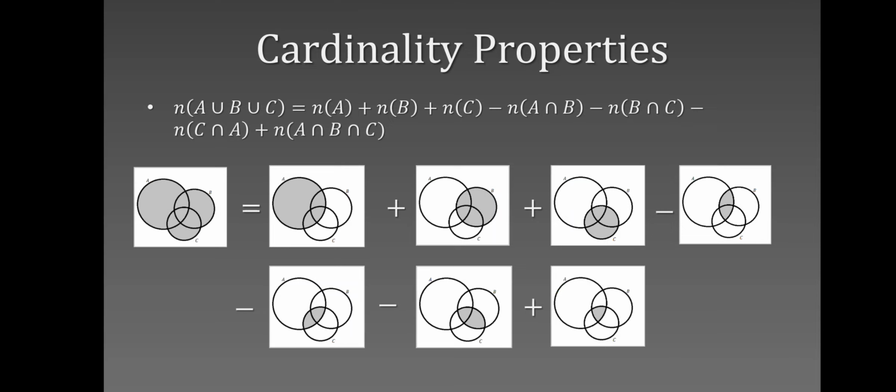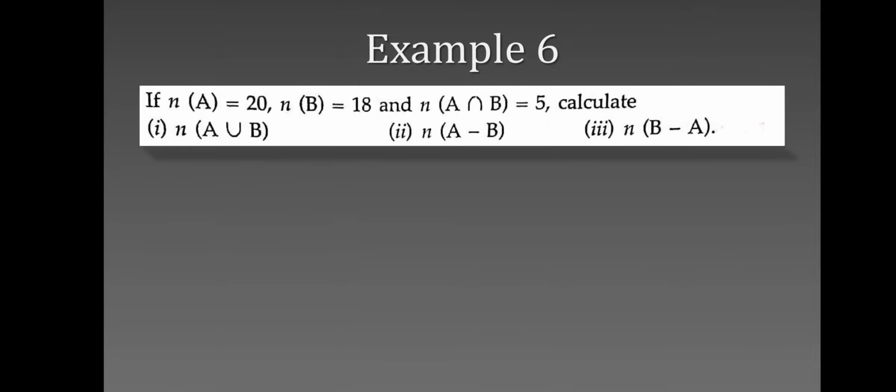Okay. Now let us move to problems. We will be solving 2 or 3 problems and we will be done. So let us take the first problem according to the numbering. This is the 6th problem of this class. Number of elements in A is 20, number of elements in B is 18, and number of elements in the intersection is 5. Then you have to calculate all these things. So the first one is A union B. We already have the formula, so put it in the formula. So 20 plus 18 minus 5, that is 33.